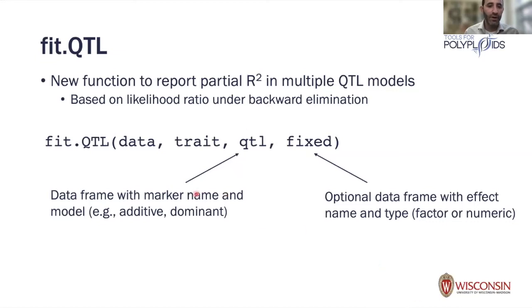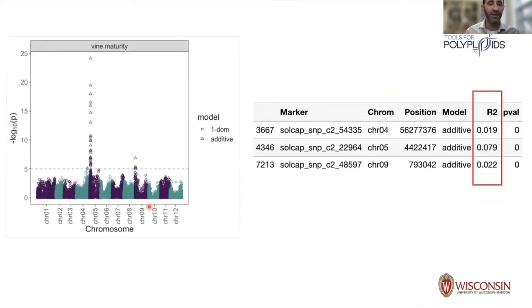The argument QTL should be a data frame with the marker name and then what model you want to include it under, your additive or the different types of dominants that are present. And then if you have fixed effects in your data set, you need to specify again how you want them to be included so that you can see more information about the syntax in the vignette that illustrates this.